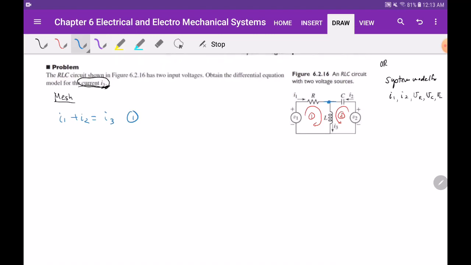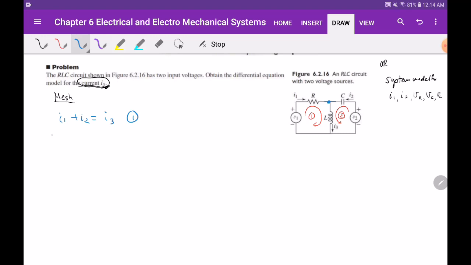In mesh analysis, the mesh method, your unknowns are the currents. If I ask for the differential equation for the voltages, I might even use the node method, where the unknowns are the voltages. So let's see, it's the mesh method. I1 plus I2 equals I3.